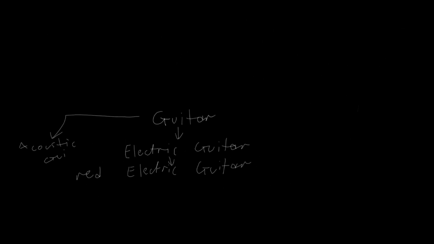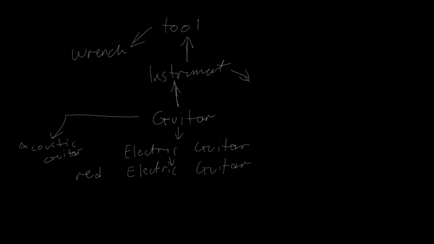And I might say, what's a guitar an example of? And you might say, it's an example of an instrument. And I might say, what's an instrument an example of? And you might say, it's a tool. And I might say, what's an example of a tool? And you might think of someone you know, but that wouldn't be right. The right thing might be something like a wrench or spanner in this case. And I might say, what's an example of an instrument? And you might say, piano.